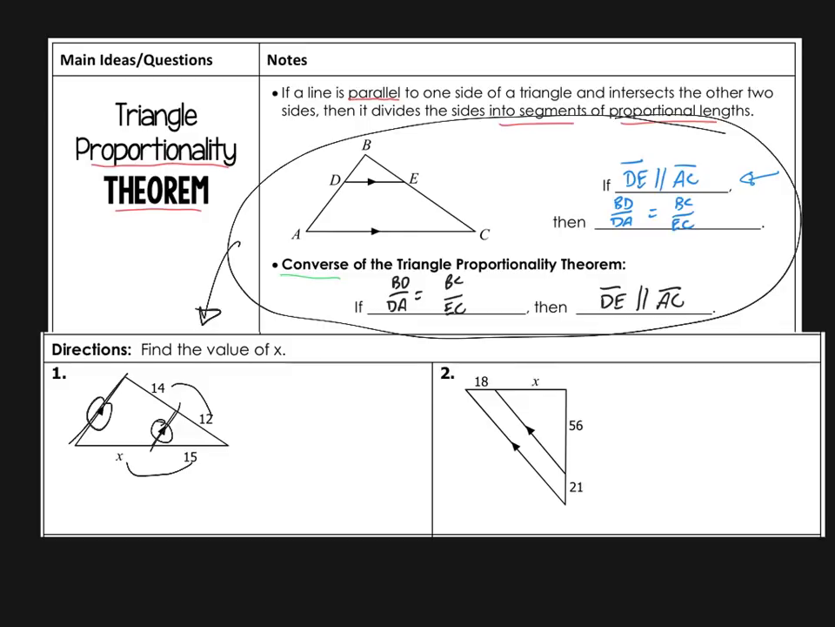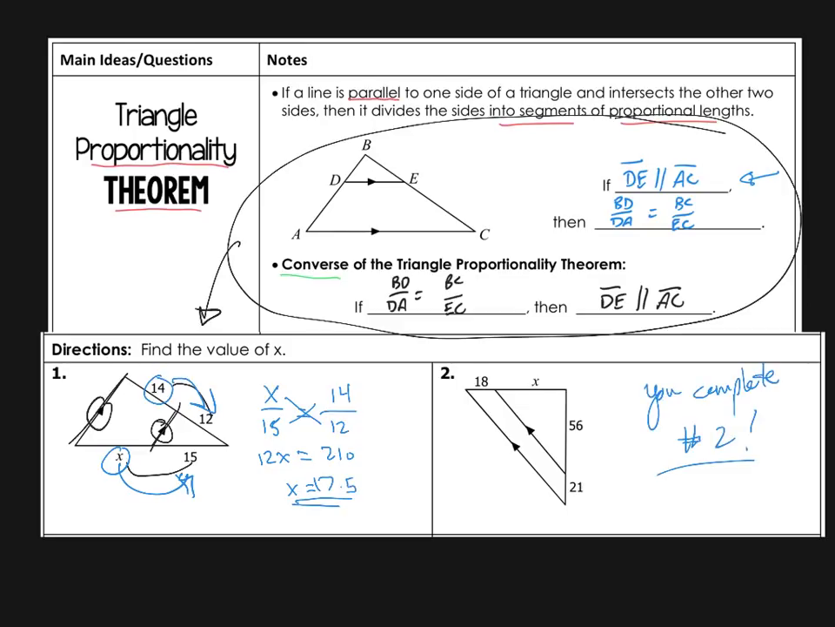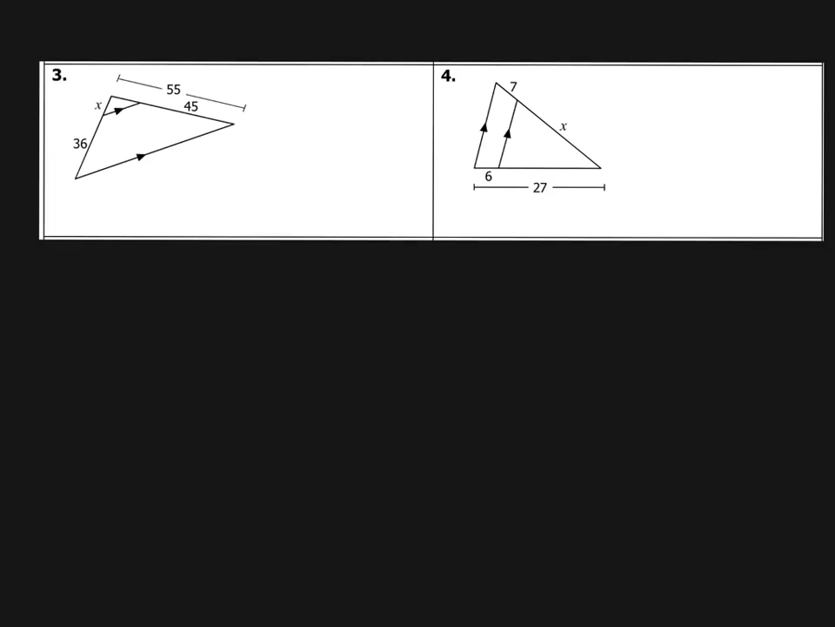That's it. Now, I'm not going to do this on every one, but what if I had set it up a different way? What if you had started with x is to 15? Well, if you go from here to the 15, then you have to go from the 14 to the 12. So 14 is to 12. When you cross multiply, you get 12x equals still 210. Divide by 12 on both sides, and you still get that x is 17.5. You complete number 2 on your own, and just so you know, it works out nicely. No decimals.